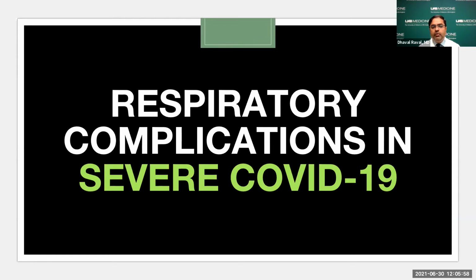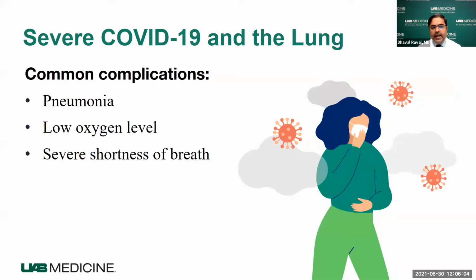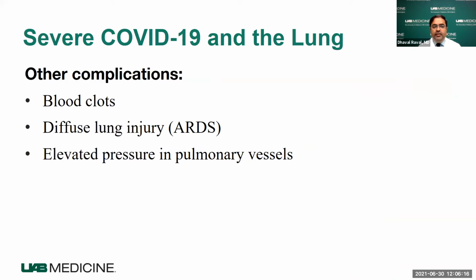However, some patients do develop severe complications of the acute disease, and they can either have pneumonia, their oxygen level can drop, they get significantly short of breath, unable to talk, unable to even take deep breaths. And many of these patients end up in the hospital, and the workup can show that they have a blood clot, they could have a diffuse lung injury, what we call in medical terminology ARDS.